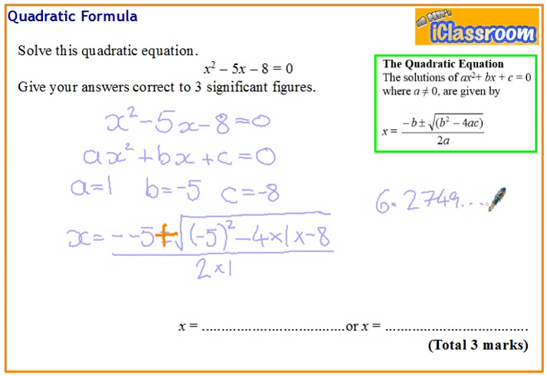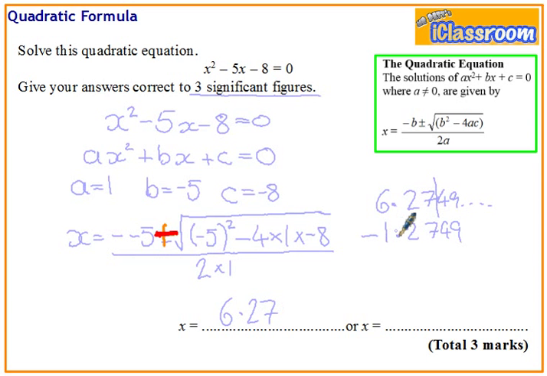6.2749 something or other. And then if I go back and I do this with a minus, the answer I get this time is going to be minus 1.2749. Now my question said I had to give my answers to 3 significant figures. So I count 1, 2, 3 significant figures. 4 says stay the same, so here's my first answer, 6.27.